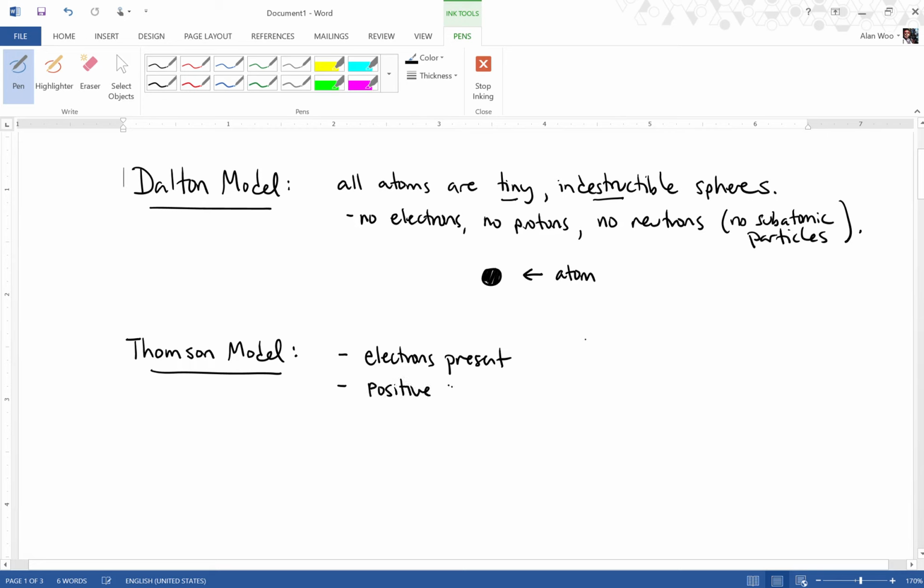Positive charges are present in a cloud, or something that was described as a cloud, okay? But they were not called protons, so there's still no protons, okay? And if there's no protons, there really wasn't a nucleus either. So the nucleus has not been discovered yet either.